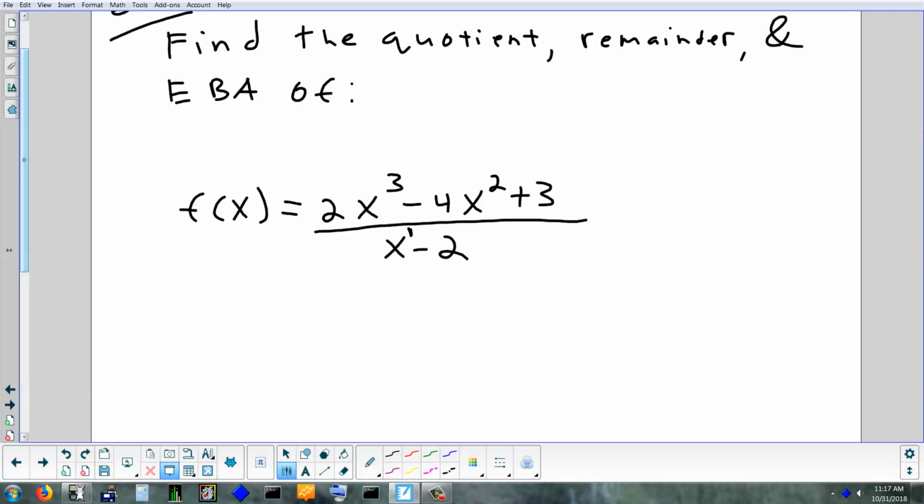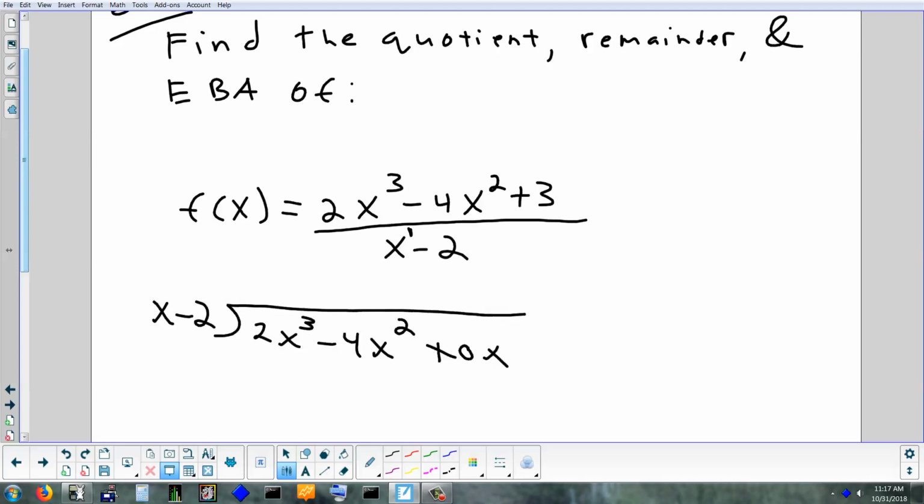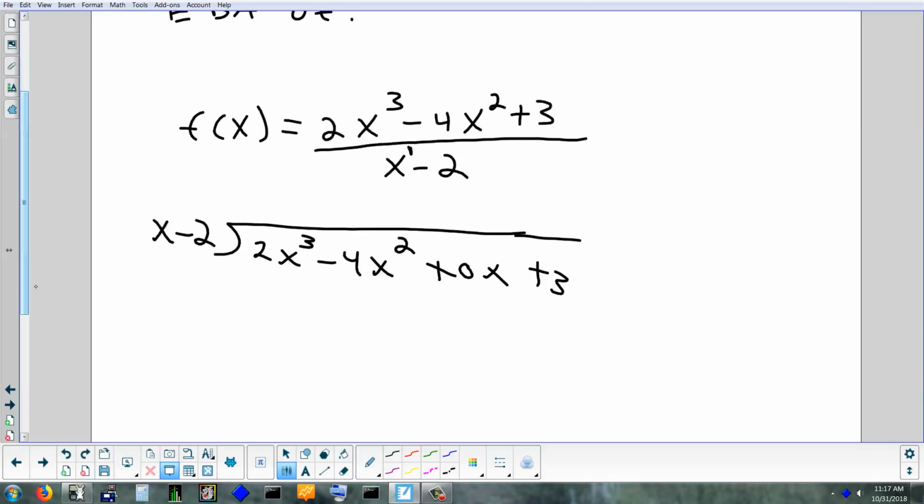Okay, degree 2s are curved asymptotes. They look like parabolas. They are parabolas. So let's find out what it is. So we're going to put x minus 2 on the outside. 2x cubed minus 4x squared. Don't forget 0x plus 3. Now, because it's x minus a number, I could have used synthetic division. That's faster. But I'm going to do long division because long division works all the time. Synthetic only works if it's x minus a number.